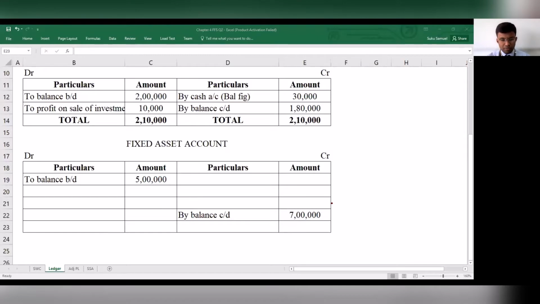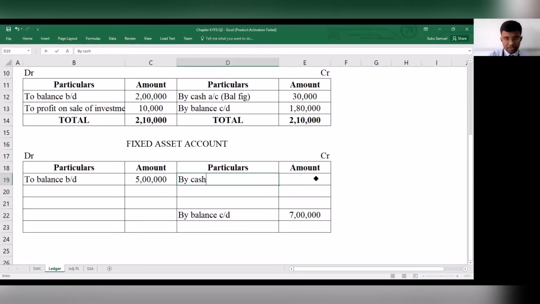They have told you machinery costing 50,000 was sold for 30,000. So what does that mean? What that means is that you have sold some machinery and you have made a loss, and that loss amounts to 20,000. The actual cost of the machinery was 50,000, but you're selling it now for a loss. So how do you go about this?